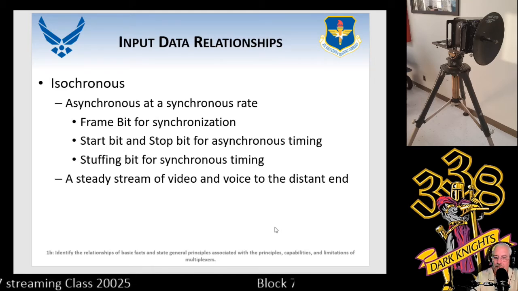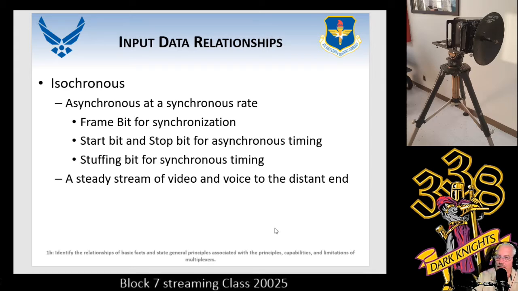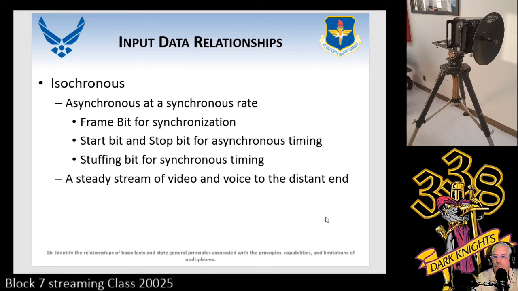Isochronous. This one is a beast. What does it mean by it's a beast? If you take a look at underneath the isochronous, it's asynchronous at a synchronous rate. So in other words, you got stop and start bits along with your framing bits. And if you don't have anything to put in that channel, you got to stuff it. So if you had an 8-bit word and you didn't have any information to put in there, you're going to have to stuff it with 8 bits of zeros, in my opinion.